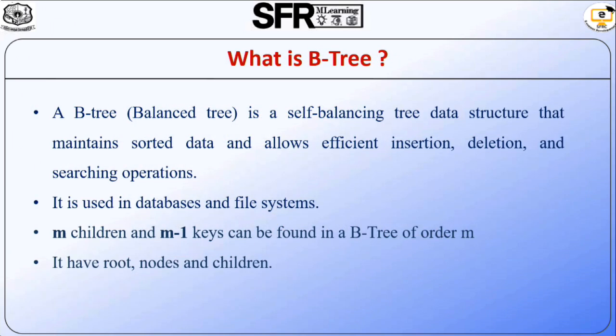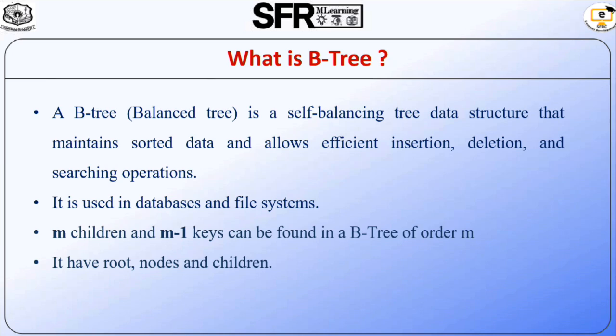First one. What is B tree? B tree, the name itself, it's a balancing tree. It's a self-balancing tree data structure that maintains stored data and allows insertion, deletion and searching operations. It is commonly used in databases and file systems. A file system which has a large amount of data needs to be efficiently stored and retrieved, especially when data is stored in external memory.